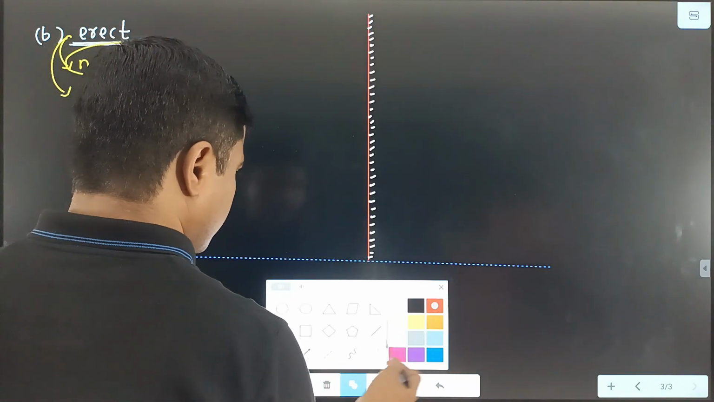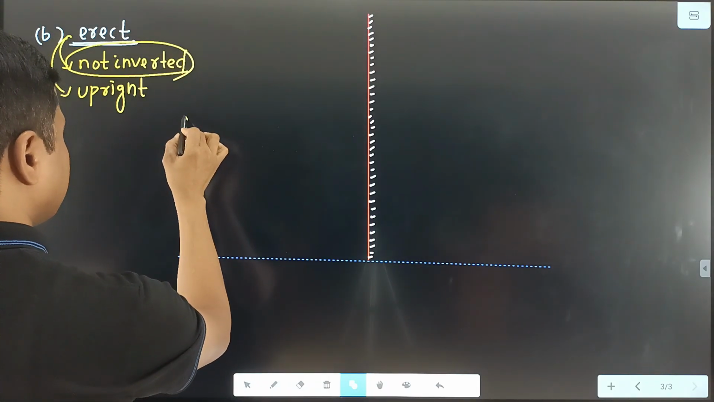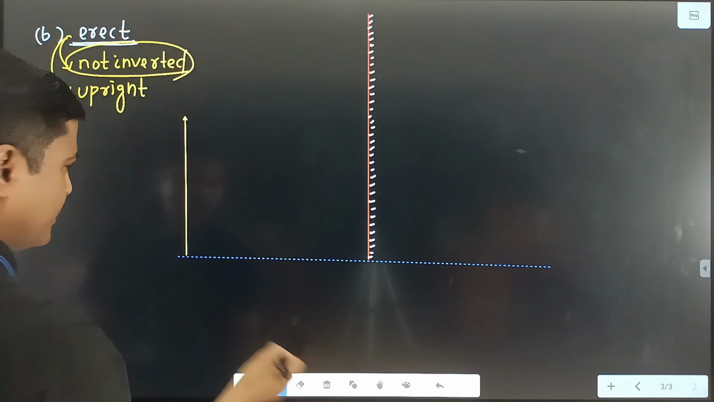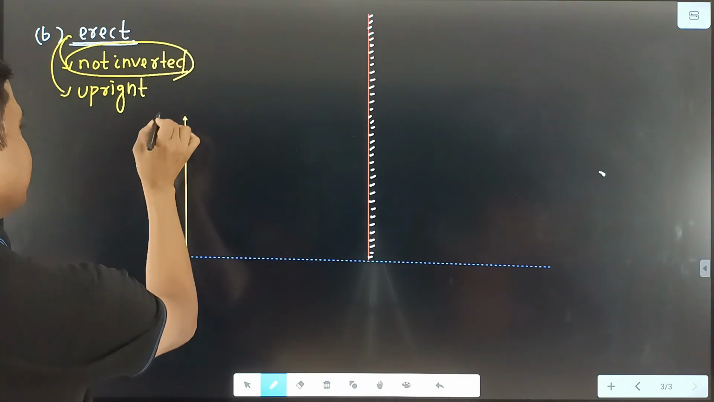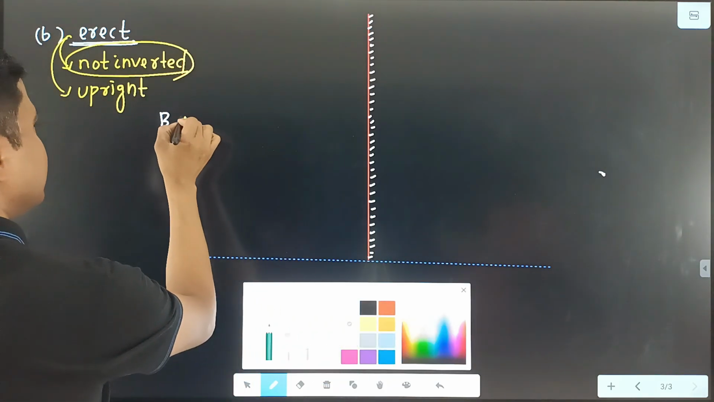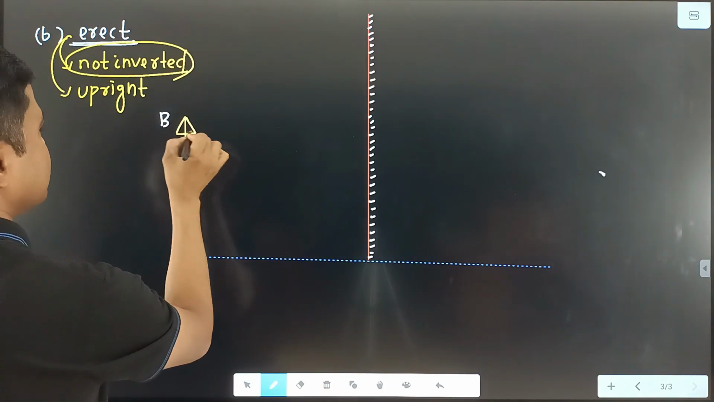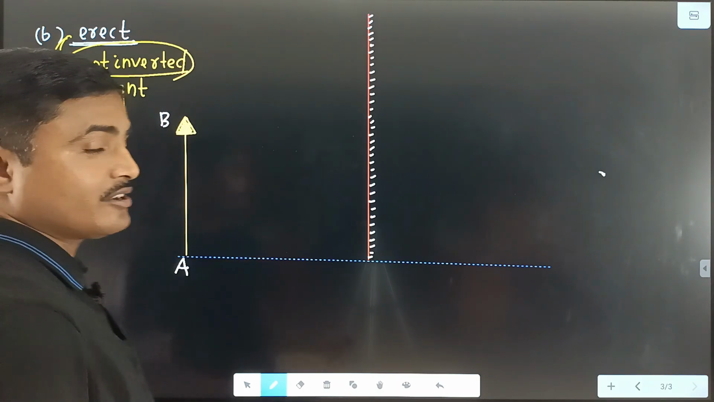And here, suppose this is the position of the object, and for the object we write that is AB. AB is the height of the object, suppose. And this one is the head of the object.